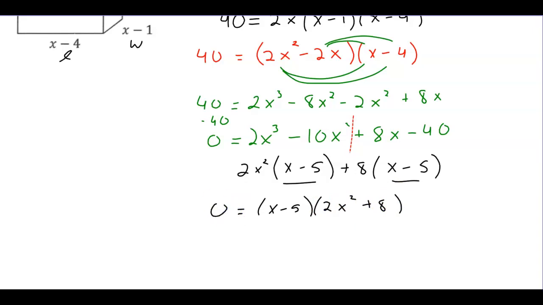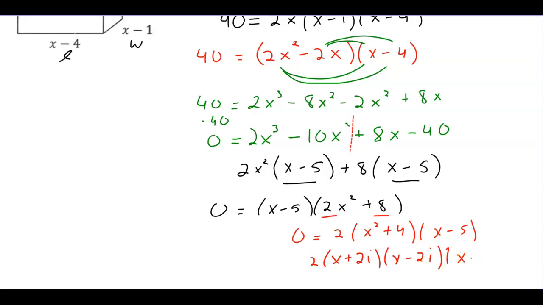Now we're done factoring by grouping, but we could factor this second one further. Notice that this quadratic here has a GCF of 2. So you could factor a 2 out front. And then that would leave behind x squared plus 4, which is a sum of squares. And then we have our x minus 5 factor. X squared plus 4, we know that factors as x plus 2i and x minus 2i. So our squares formula with our imaginary factors.